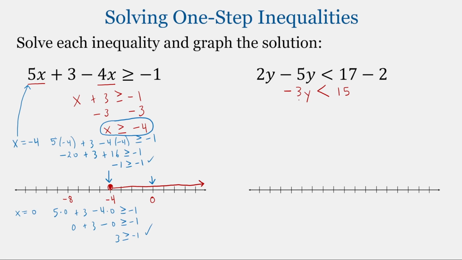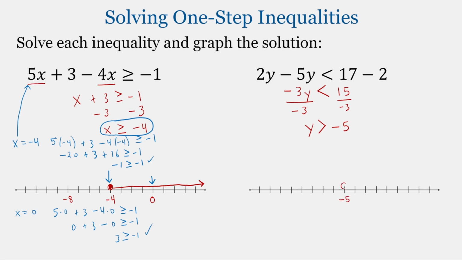Negative 3 times y. So to undo multiplication of negative 3, we're going to divide both sides by negative 3. Negative 3 divided by negative 3 is 1. They cancel each other out. We have 1y, or y. 15 divided by negative 3 is negative 5. When we multiply or divide both sides of the inequality by a negative number, we have to change the direction of the inequality symbol. We'll graph this, place negative 5 on our number line.